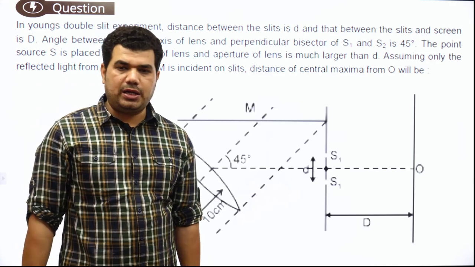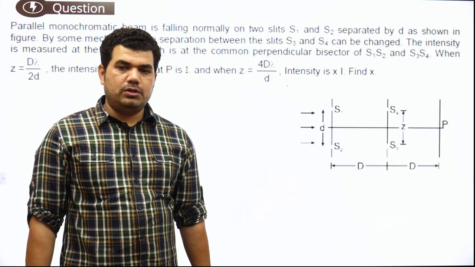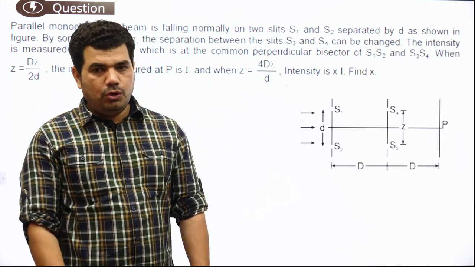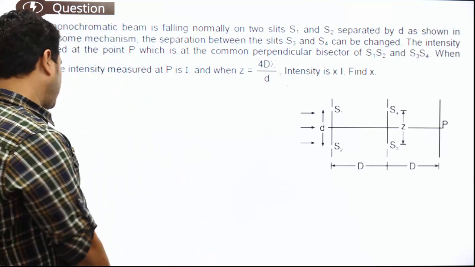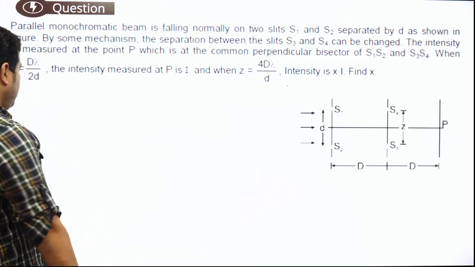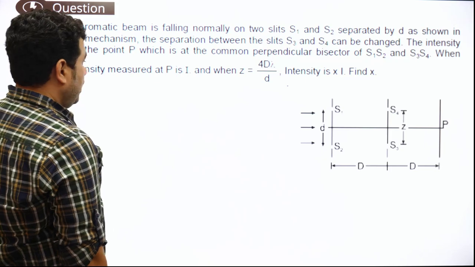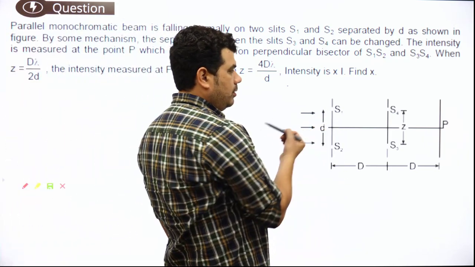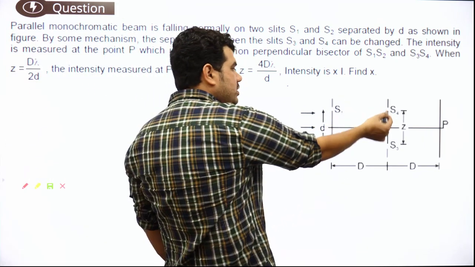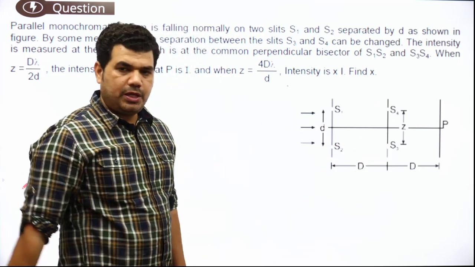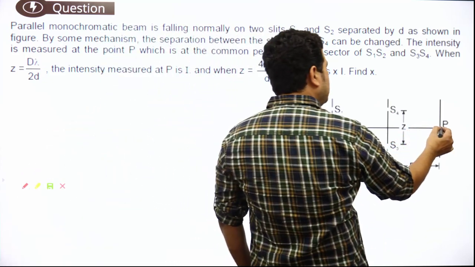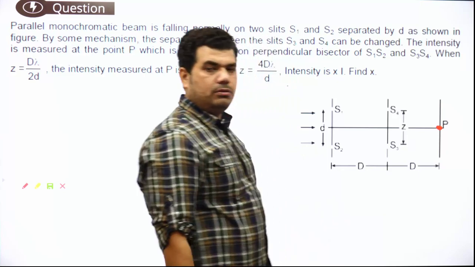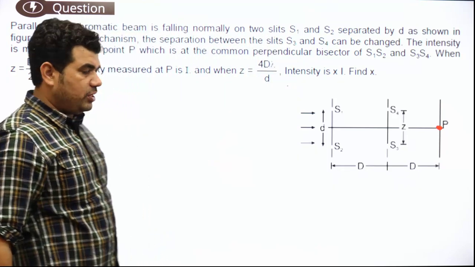Let's see another one. Yes, another very good question. See here, very good question is there. Here two slits, okay, and two more slits S4 and S3. And here is the central line. Okay, now let's see what the question says.